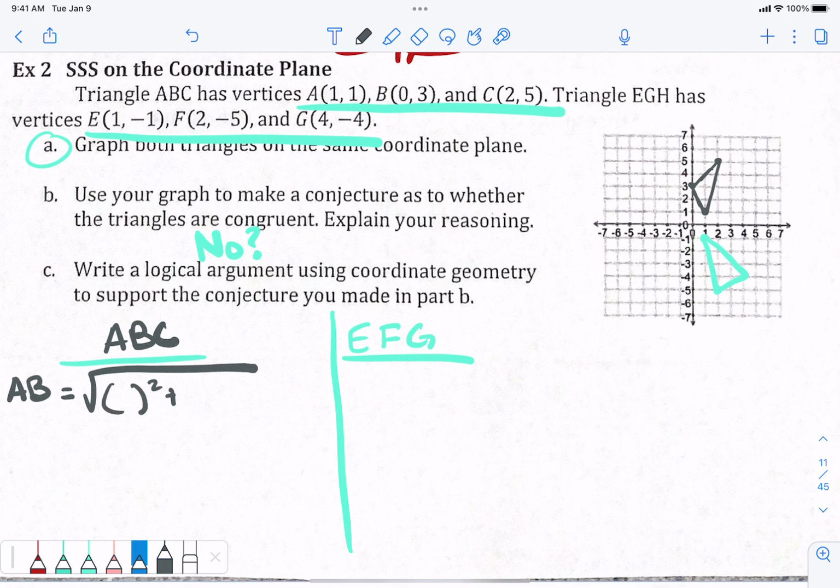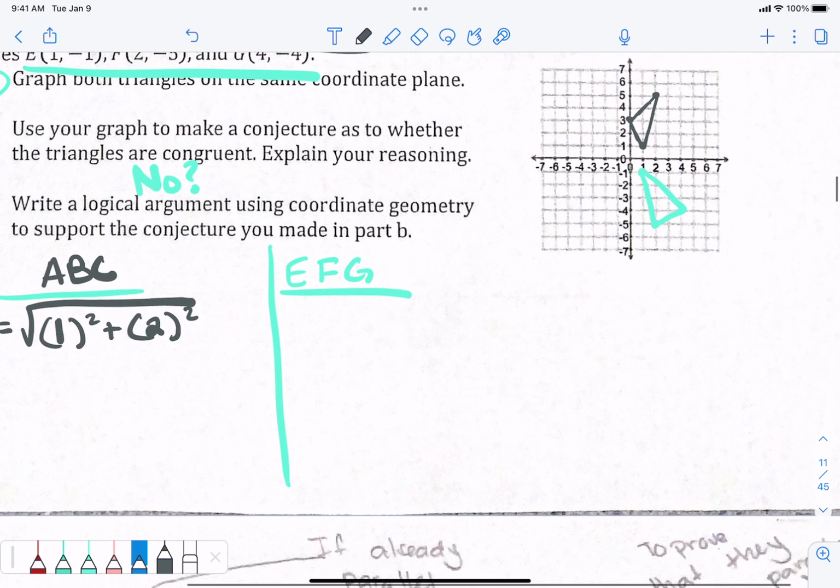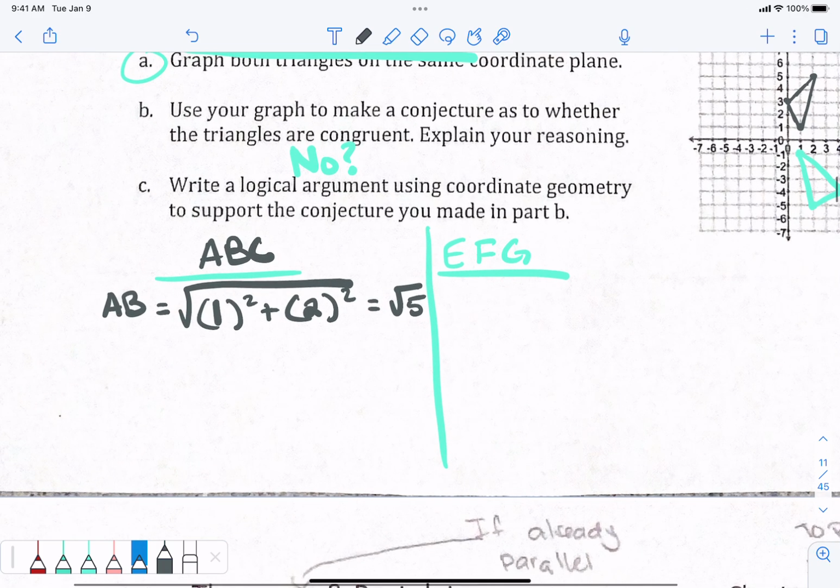It's actually not terribly hard, it's pretty fast, okay? So we're comparing A and B, and the distance formula looks like that, okay? If we compare A and B, I'm looking at 1 and 0. How far apart are 1 and 0? 1 unit. How far apart are 1 and 3? 2 units, right? Okay. 1 squared is 1, 2 squared is 4, so that is the square root of 5, okay?